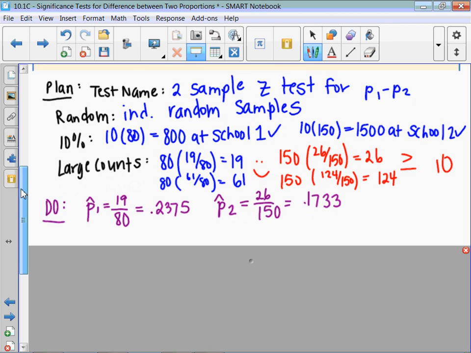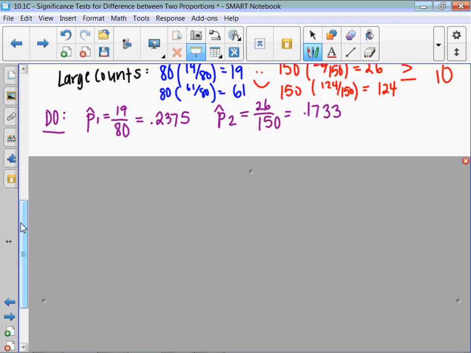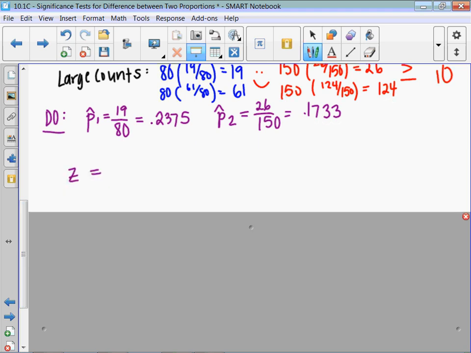All right, so we've got our 2 different p hats. So 19 out of 80 and our decimal, 26 out of 150 and our decimal. And we want to calculate a z-score. Well, first we need the difference between p1 and p2, our hats. So 0.2375 minus 0.1733 is 0.0642.